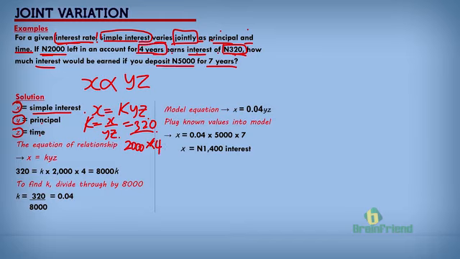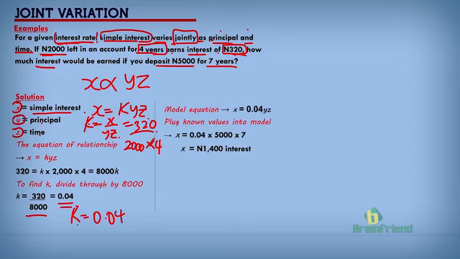Okay, so our k is 320 all over 2,000 times 4. 2,000 times 4 is 8,000. 320 over 8,000, if you divide that, would give us 0.04. So k, our constant of proportionality, is 0.04. We are using the first method. Okay, so we know what to do.